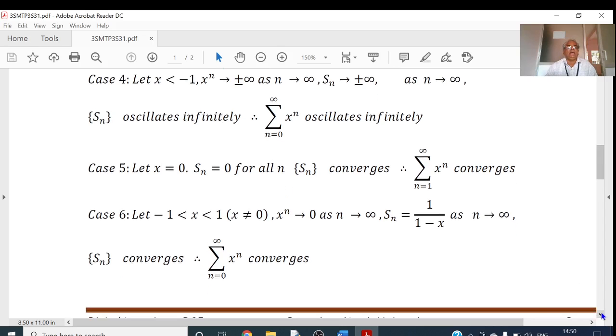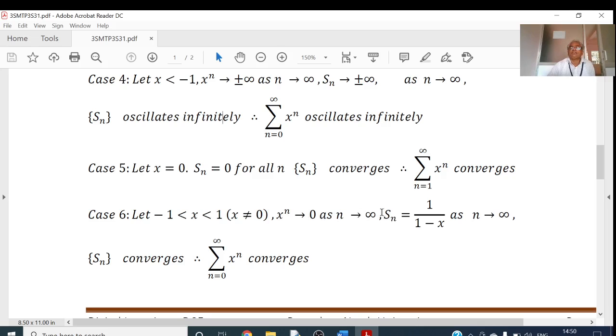Next, I will consider the case x lies between minus 1 and plus 1. That is, x is less than 1 and x is greater than minus 1. I am considering here x not equal to 0 because I have already considered the case x equal to 0. Now x lies between minus 1 and plus 1. Then x to the power of n tends to 0 as n tends to infinity. That is because here x is less than 1, so if we take higher powers, it goes on decreasing. Finally it goes to 0. That is, x to the power of n tends to 0 as n tends to infinity.